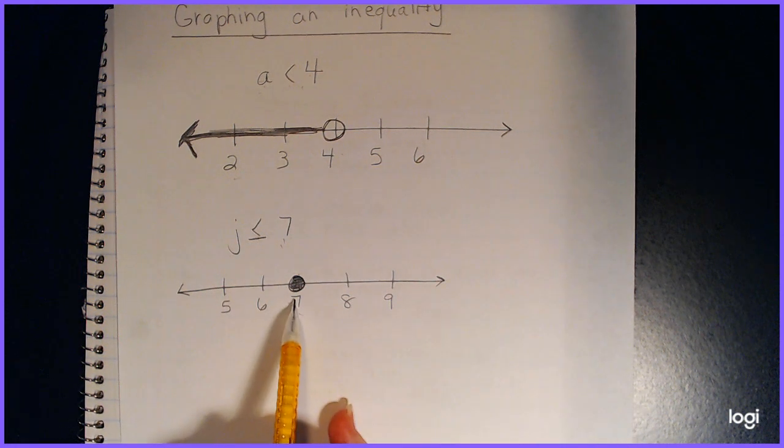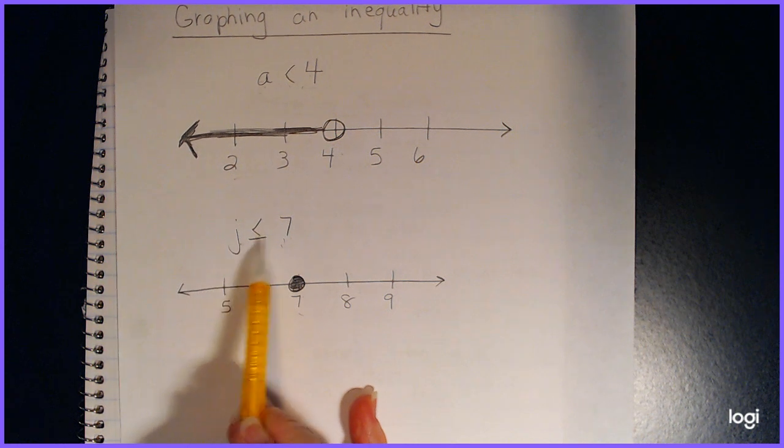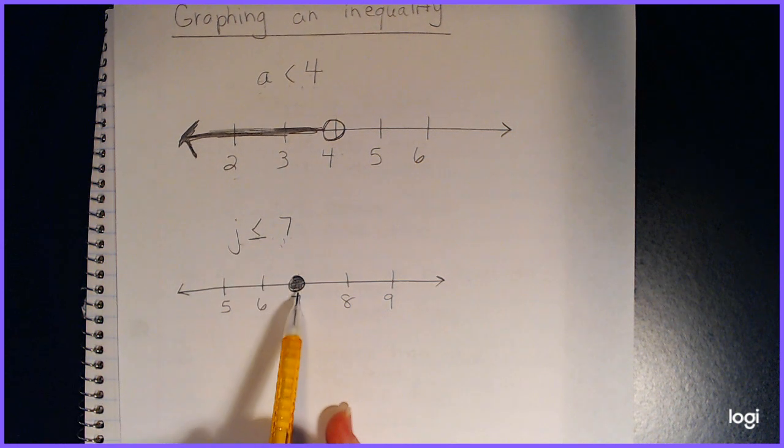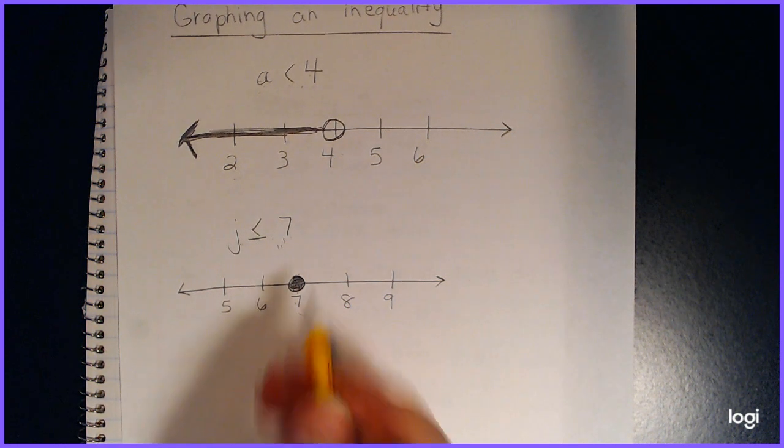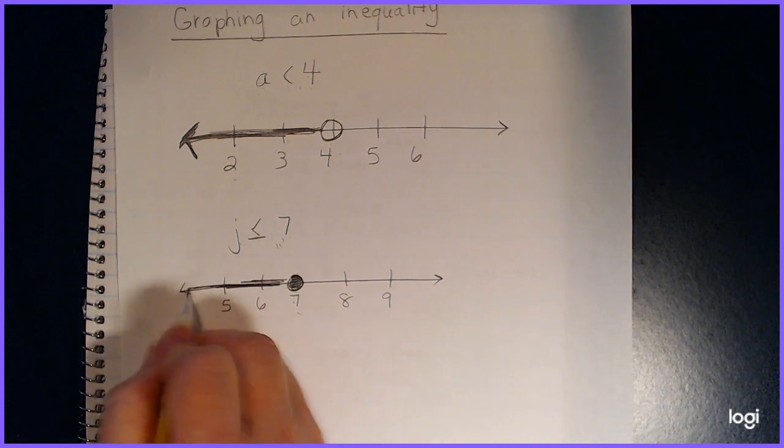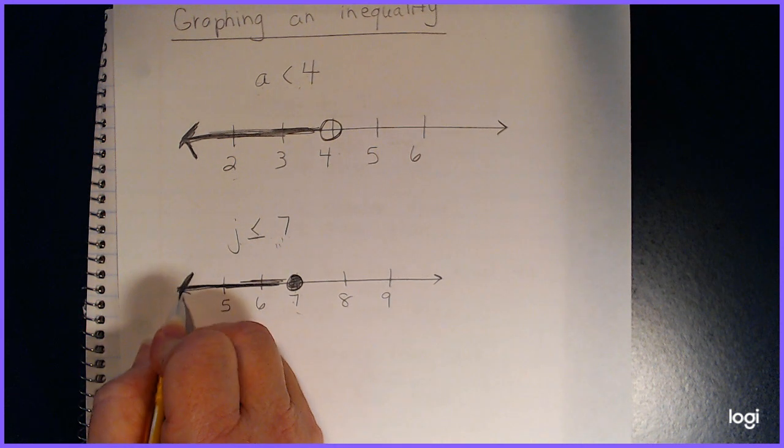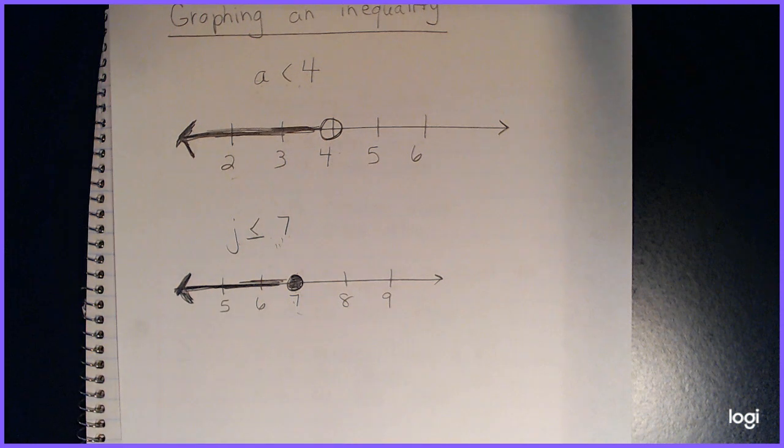Now we're going to color. Let's see which direction. It says J is less than or equal to 7. Less than would mean I'm going smaller. So once again, I would color my number line like this.